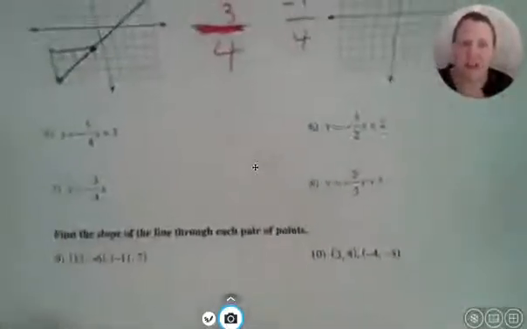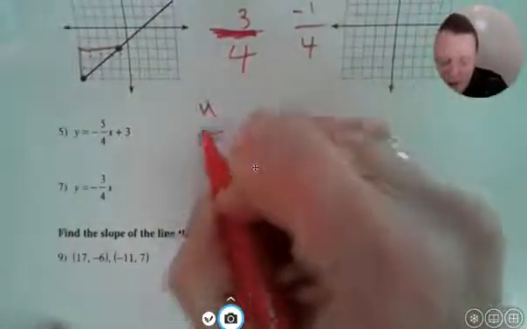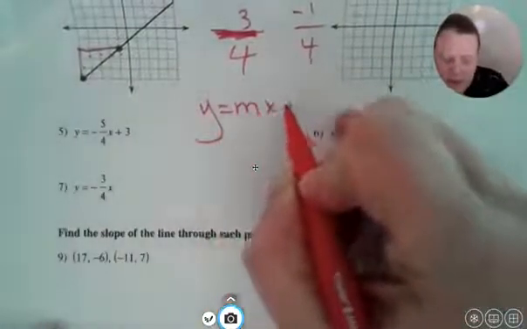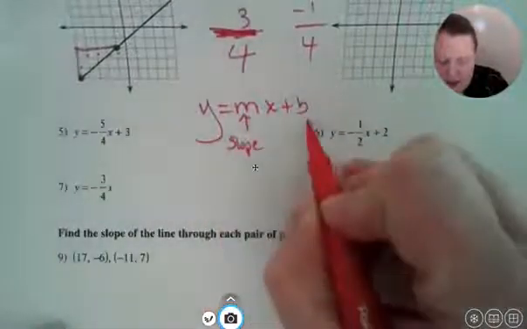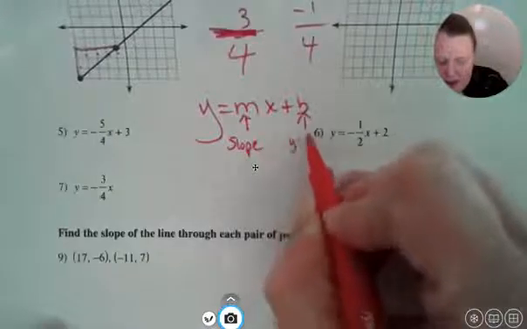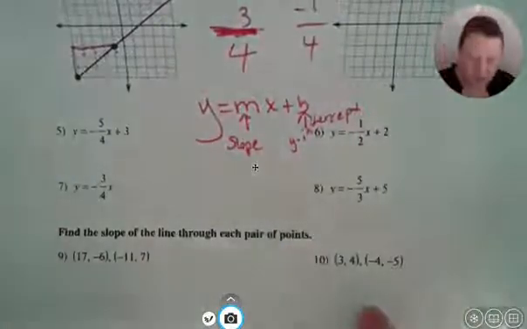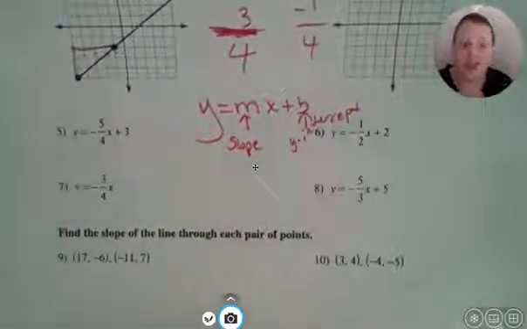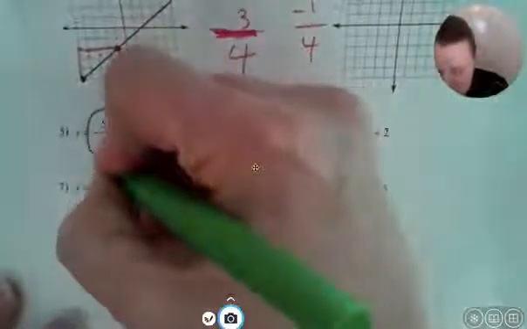Now we're going to try a different kind. Sometimes I just give you an equation like I have here. I want to remind you that the formula is y equals mx plus b, where this is your slope and this is your y-intercept. Which means if that is my slope, I don't have to do any work. All I have to do is identify it. So there it is.